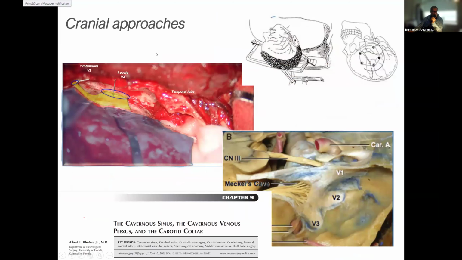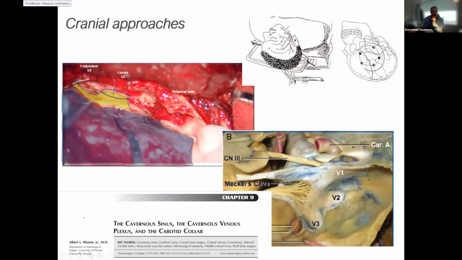The cranial route is the usual route to approach the cavernous sinus. Here you see a subtemporal extradural approach. Here is the operative view. We have the temporal lobe here, pushed away a little bit up. We are in the temporal fossa, and we have the V2, the foramen rotundum, the V3, and the temporal lobe. The petrous bone is right there.